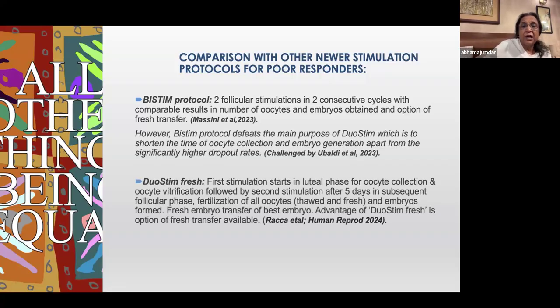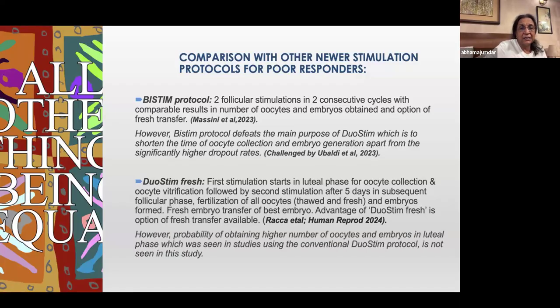And duostim fresh is like you freeze the oocytes after the first pickup, then you take out the oocytes after the follicular phase egg retrieval, and then all the oocytes are fertilized, and then the best embryo is transferred. So they do not make embryos and freeze all those embryos in the luteal phase stimulation, because that would increase the cost of freezing. But then you are freezing oocytes, so it is still incurring the cost of freezing. So it doesn't make much sense here.